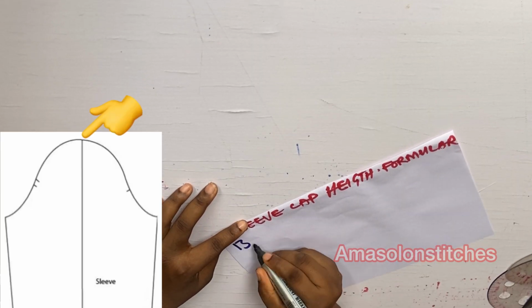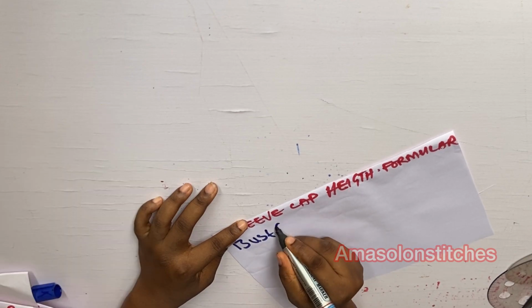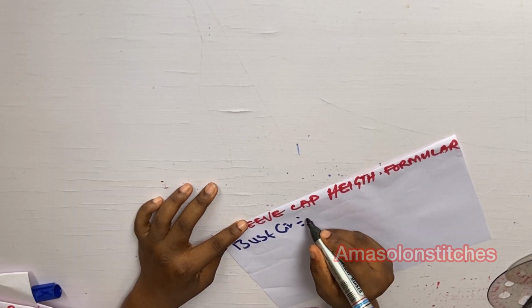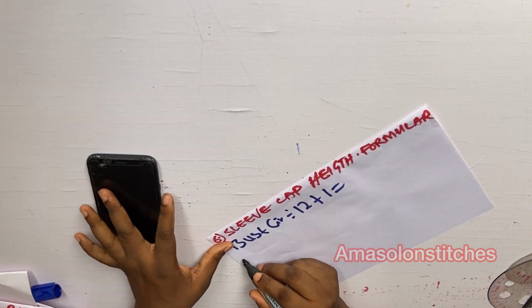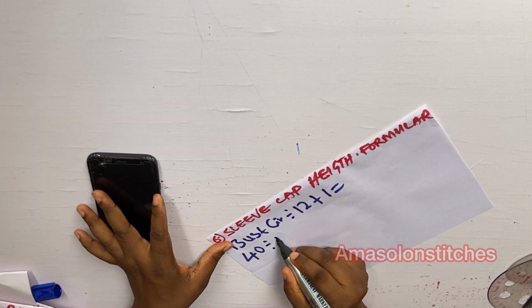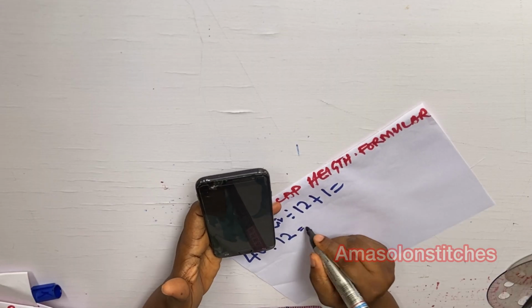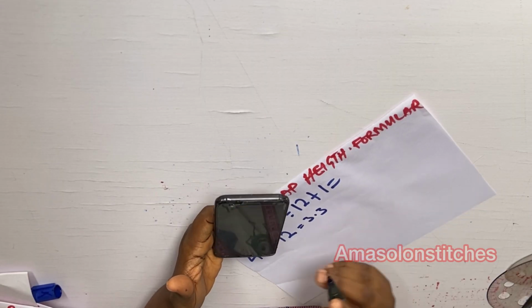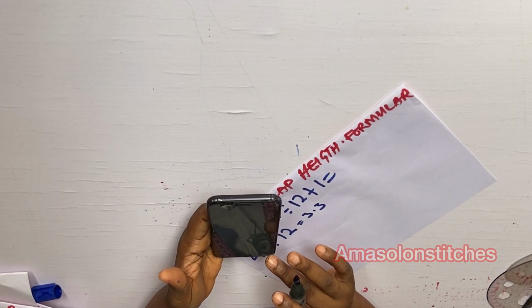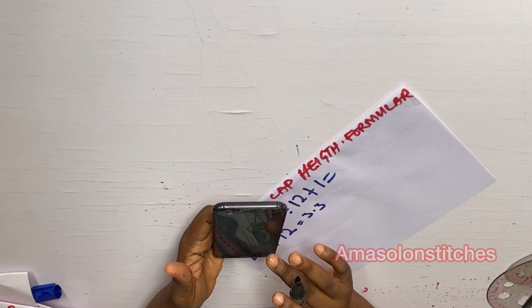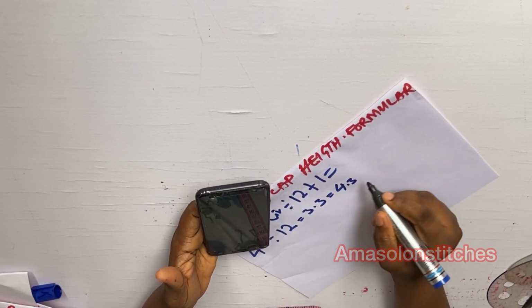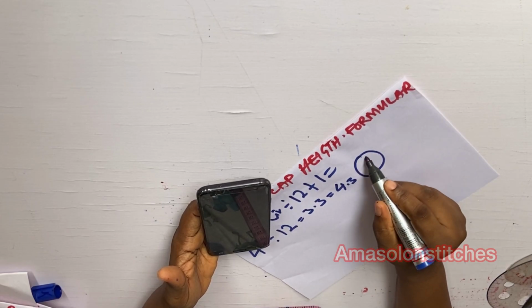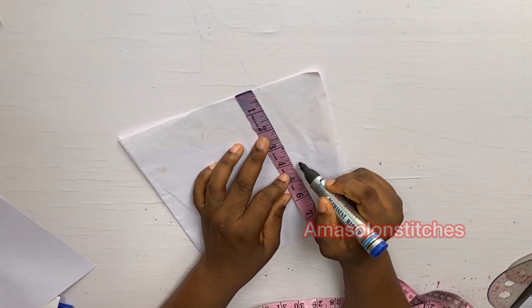So the next we're going to look at is the sleeve cap height formula. In case you've been finding it difficult to do your sleeve cap height, all you need is your bust circumference divided by 12 plus 1 inch. So let me just say we are also using bust 40 divided by 12. It's going to give us 3.3 inches. Then plus 1 inch is going to give us 4.3 inches. Remember, we are going to plus 1 inch.